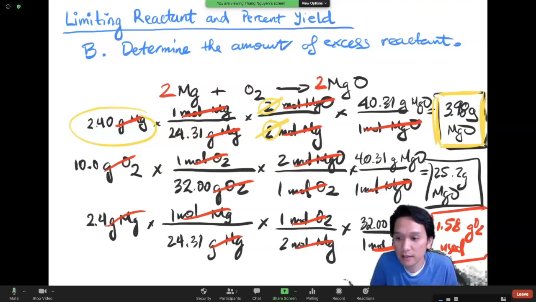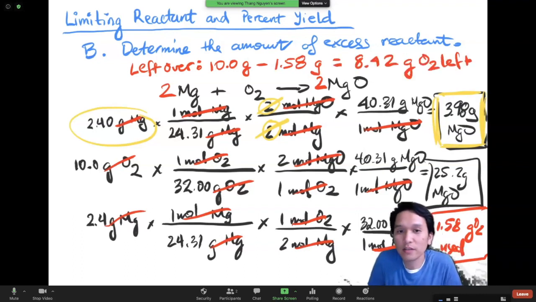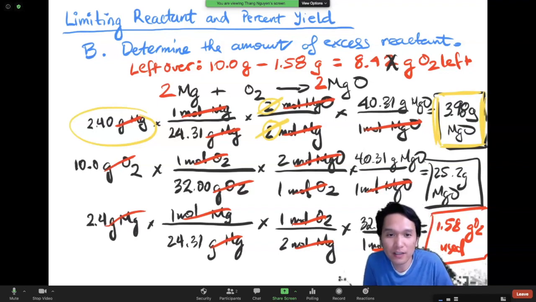All right, so our calculation says we have used 1.58 grams of oxygen. Okay, to figure out what was left over, we just start with what was initial minus what is used. So that's 10.0 grams minus 1.58 grams, giving us 8.42 grams left over. Now, if we care about sig figs, we can't really report to the hundredths, since our least precise figure was only to the tenth in one of the numbers. So the answer is 8.4 grams of oxygen left over in excess.